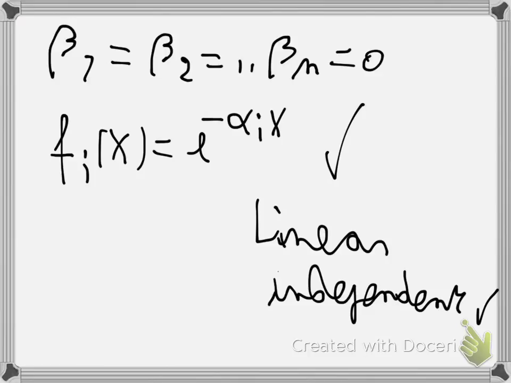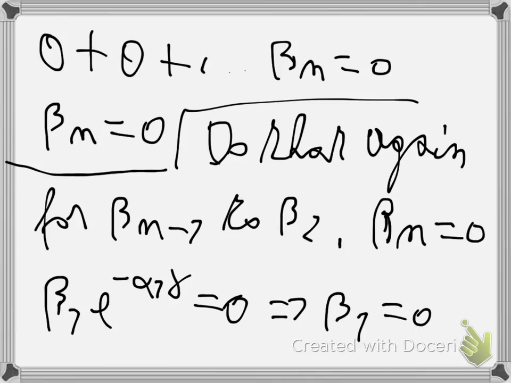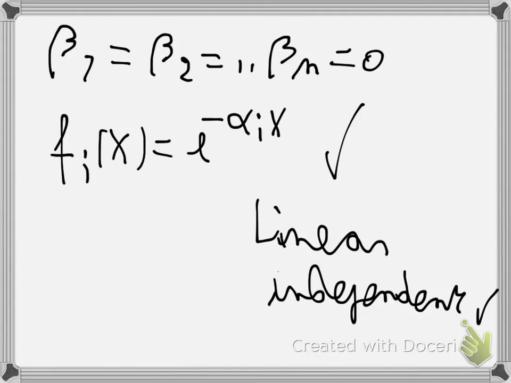Okay, so what you have to do if you want to prove that two things are linearly independent: you need to set it equal to 0, and you have to show that if you have some combination b1 times the first function plus some combination b2 times the second function, if that is equal to 0, that implies that beta 1 equals beta 2 equals beta n, if you have n functions, equals 0.